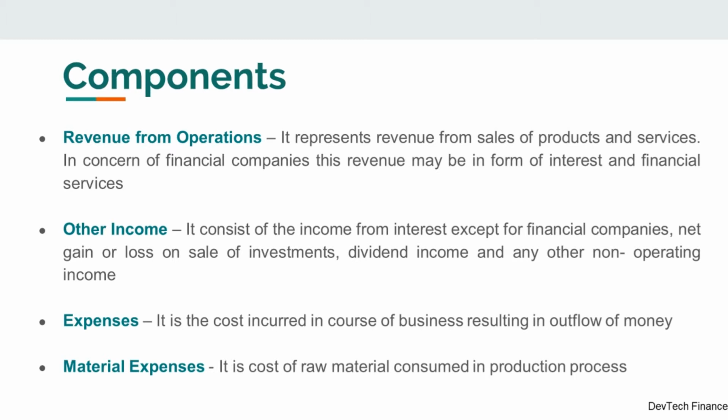So other income may be in the form of interest from other companies, not non-financial companies. It may be net gain or loss on sale of investment. So any investment the business has made and sold, earning profit or loss out of it, would be considered as other income. Then dividend income may also be considered a part of other income if the dividend is received because the business has invested in purchasing shares of any other company, or any other non-operating income. So any such incomes could be categorized under the other income category.